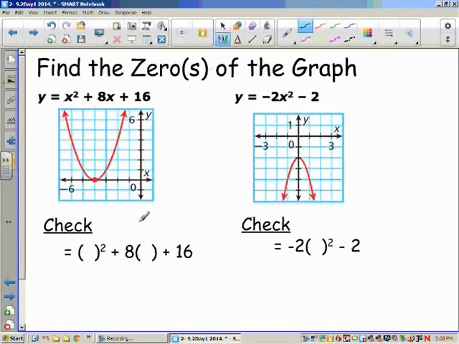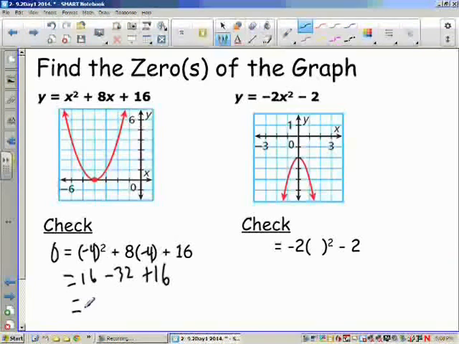Find the zeros of this graph. Go ahead and try this one on your own. Okay, you'll notice that 1, 2, 3, 4 to the left, or -4, we would think is a 0. So we get +16 minus 32 plus 16. Two 16s add up to +32, minus 32 is 0. Sure enough, -4 is a 0. Go ahead and hit pause and try this one.